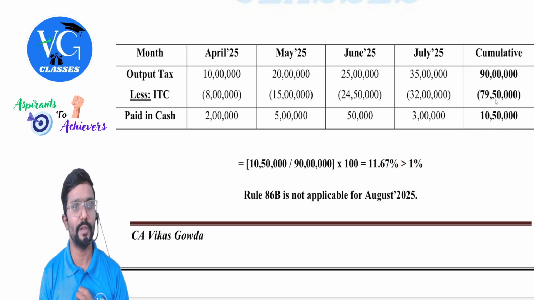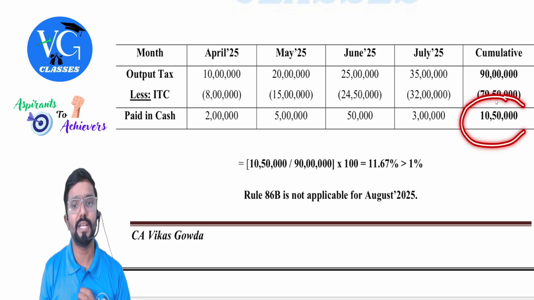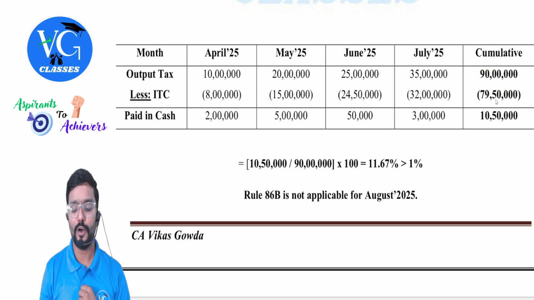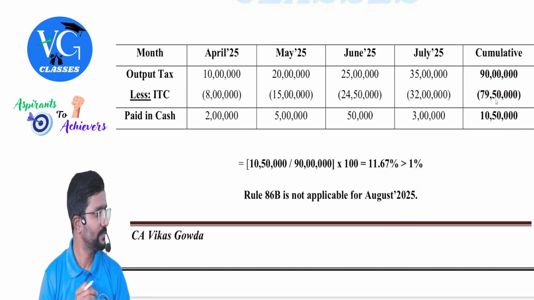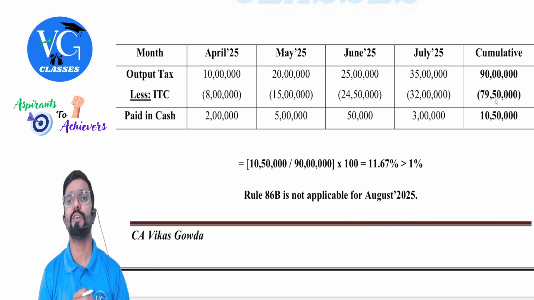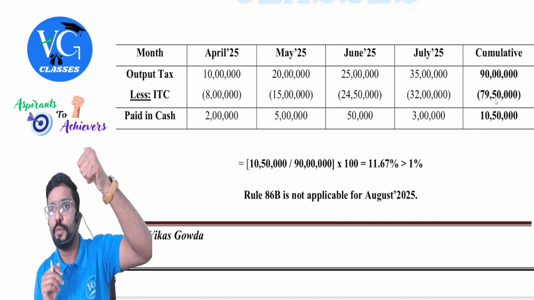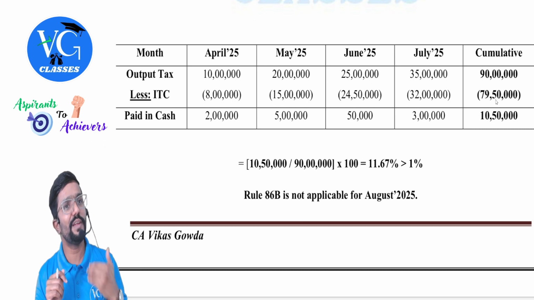Yes. Means simple. Whatever is paid till July end through cash ledger is more than 1% of my overall output tax. If this is the case, they are telling for August, which is next month, Rule 86B is not applicable. Rule 86B is not applicable. Hope you're understanding. So should we do this for every month, sir?